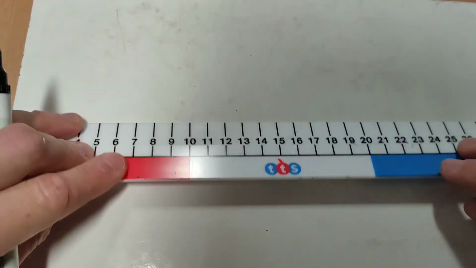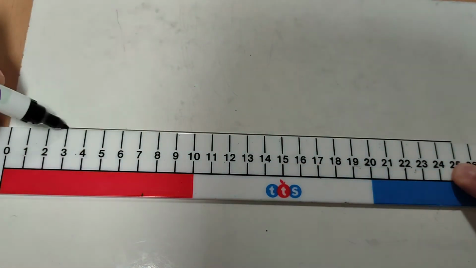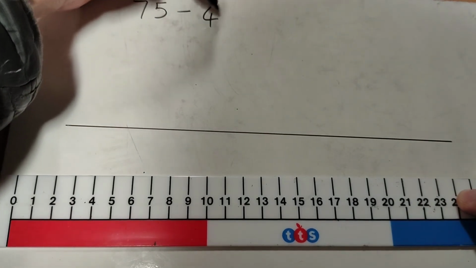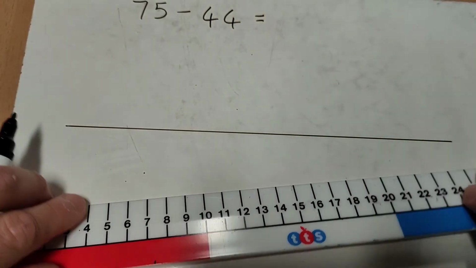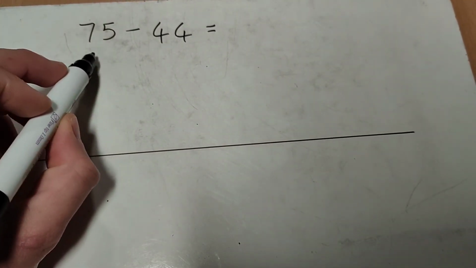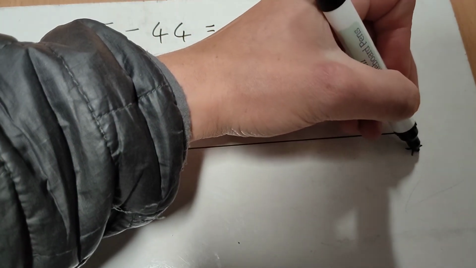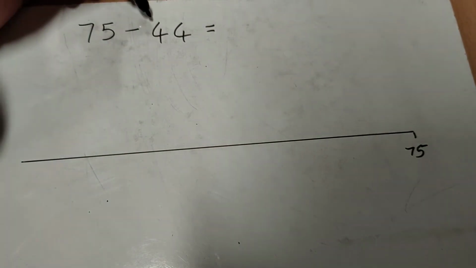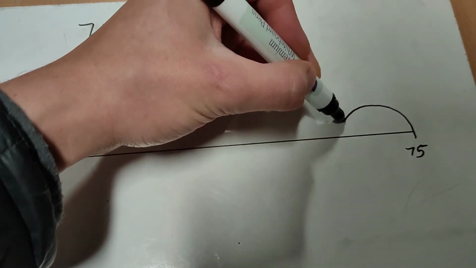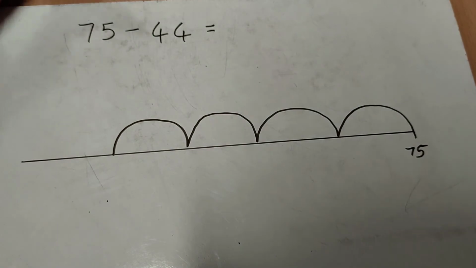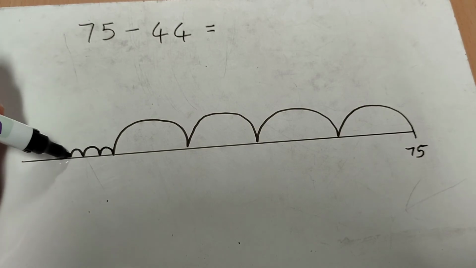So here's my number line. Here's my number sentence. And let's start. So I'm going to start with 75. I'm going to write it here. And I'm going to do 4 jumps backwards because there are 4 tens in 44. So 4 big jumps. 1, 2, 3, 4. And there are 4 little, or there's 4 ones in this number, so I'm going to do 4 little jumps here. 1, 2, 3, 4.